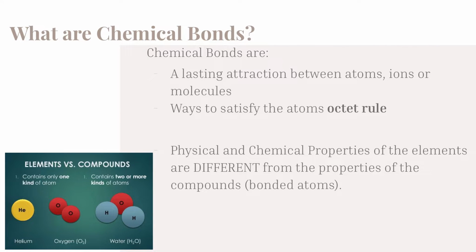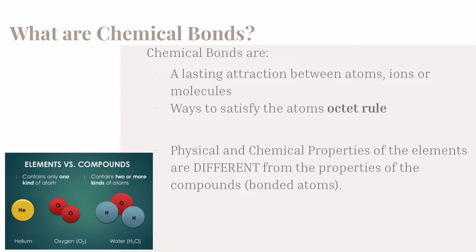What are chemical bonds? Chemical bonds are a lasting attraction between atoms, ions, or molecules. They're ways to satisfy the atom's octet rule. Physical and chemical properties of the elements are different from the properties of the compound's bonded atoms.